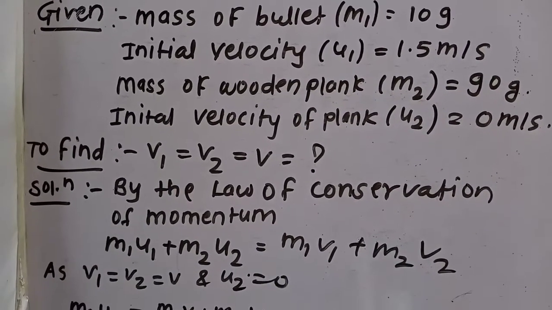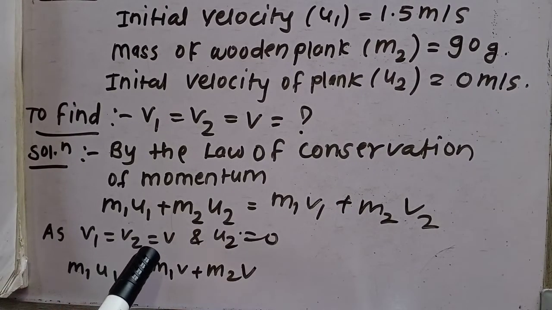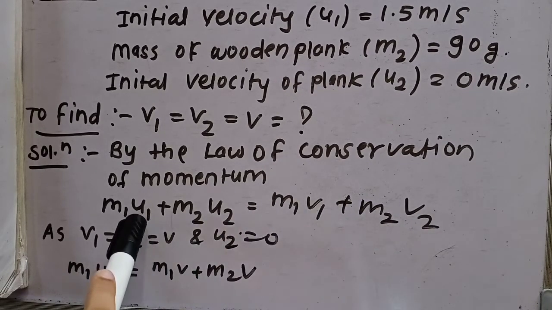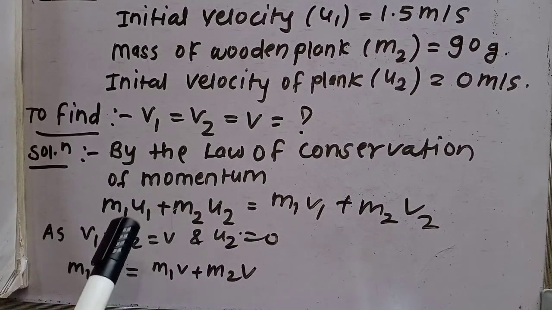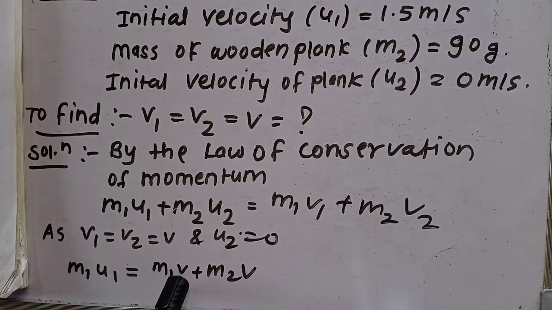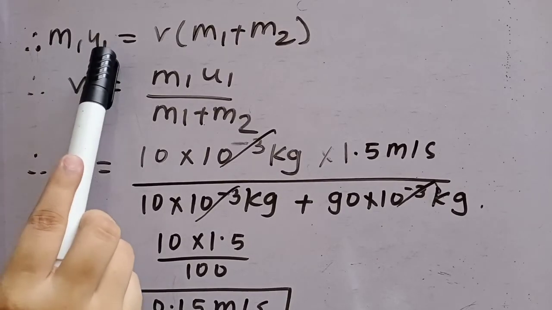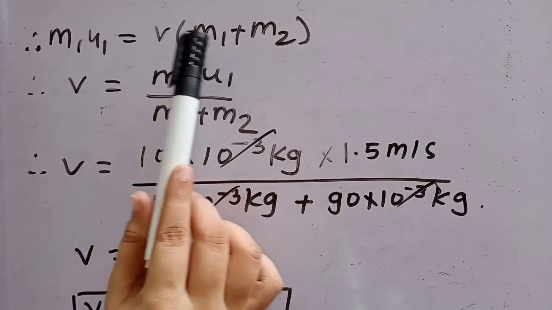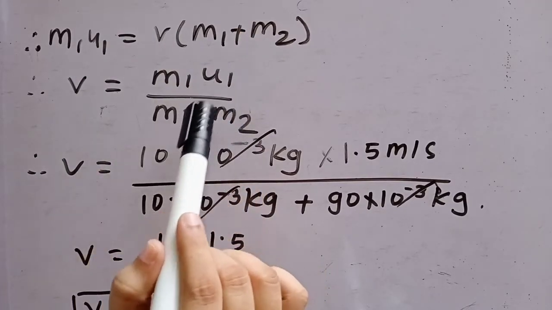So according to this we can replace the things. v1 and v2 are nothing but v. So instead of v1 and v2 we can write v, and u2 is what? 0. So this whole term will cancel out. So remaining is m1 u1 is equal to m1 v plus m2 v. So take v common. So m1 u1 is equal to v times (m1 plus m2). Therefore v is equal to m1 u1 upon m1 plus m2, which will be in the denominator now.